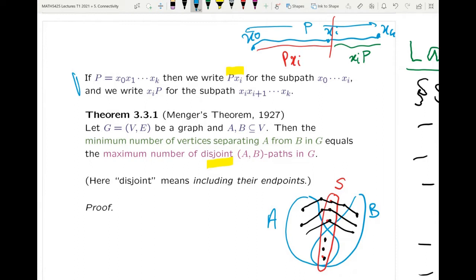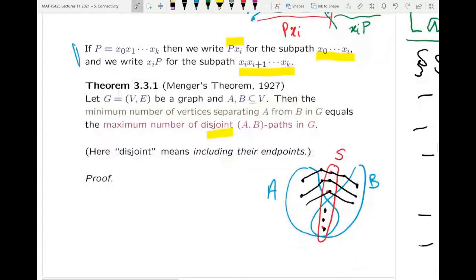Cool. Do both include the vertex xi? They sure do. So here in the notation, we see it includes xi when it stops at xi, and it starts at xi for the xip. So maybe if I do this in my picture, then that is more apparent. Okay? Good questions. All right. Menger's theorem, we've seen it before.